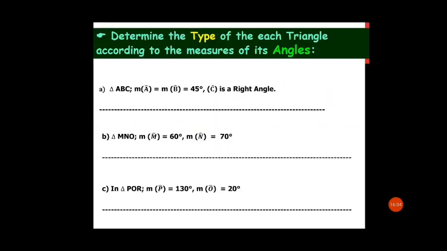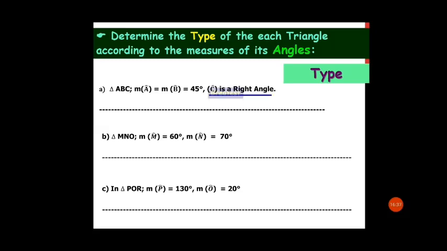Let's now practice. Determine the type of each triangle according to the measure of its angles. So now we will focus on the types according to angles, either acute, right, or obtuse. So the triangle ABC, first we will read A. Triangle ABC, the measurement of angle A equals measurement of angle B equals 45. So how many angles here do we have equal? A and B equal 45, each of them. And then the angle C is a right angle.